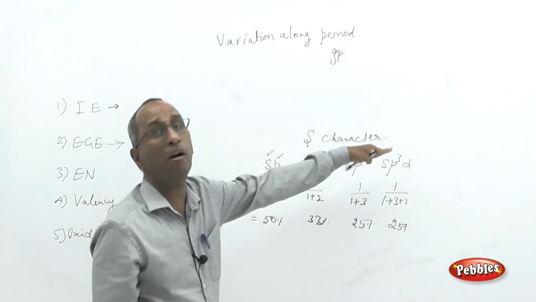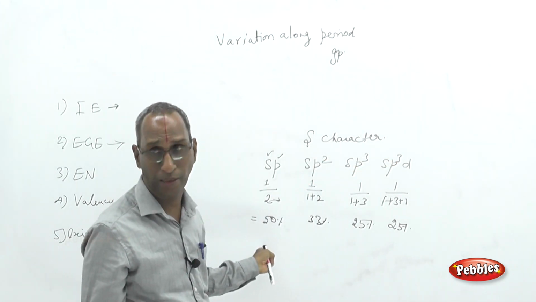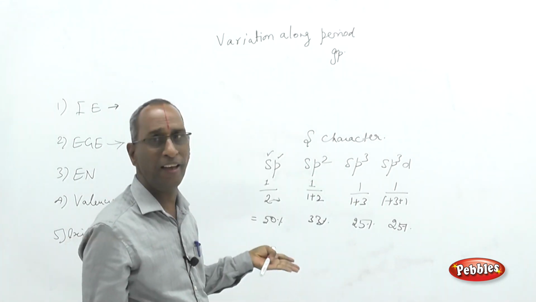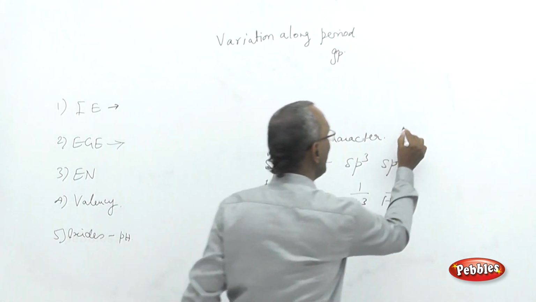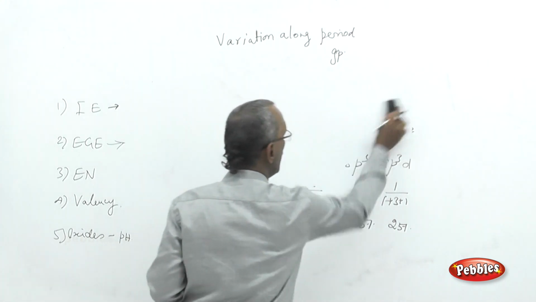All hybridizations involve an s orbital, but the proportion of the s orbital is very low in one case and very high in another. So if s character is more, it means the s orbital electrons cannot be easily removed.